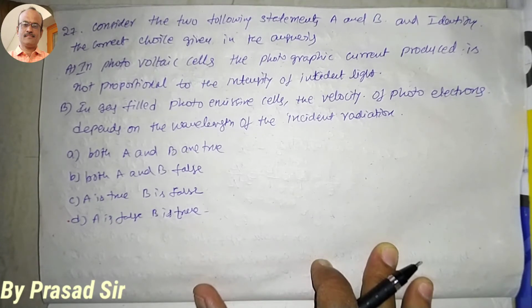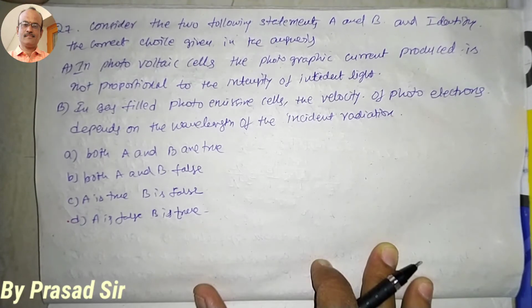So first of all, we will take A. In photovoltaic cells, the photographic current produced is not proportional to intensity of incident light is wrong. Why? Because it is proportional to intensity of incident light. So here option A is false.